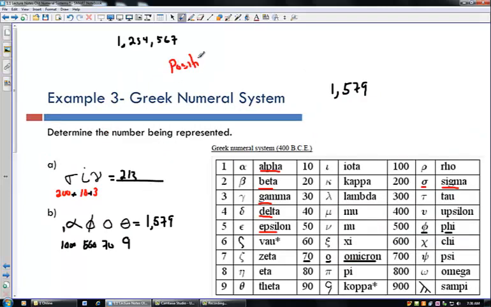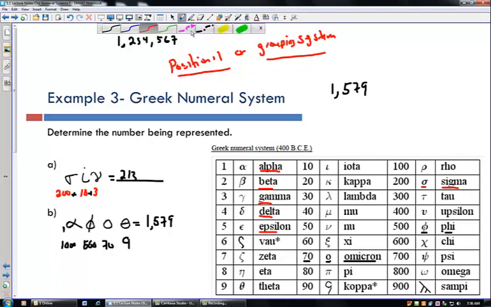Is it positional or a grouping system? So here in the Greek numeral system, is it going to be positional or a grouping system? And hopefully you say that it's not grouping, because the order will certainly matter. If you put, you can kind of look here. If you put, let's do alpha, well, let's just do alpha.